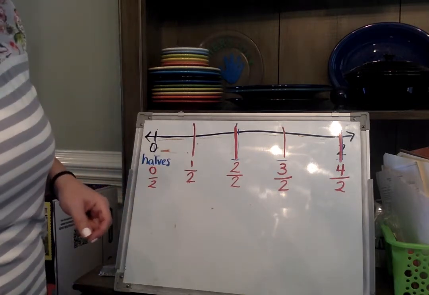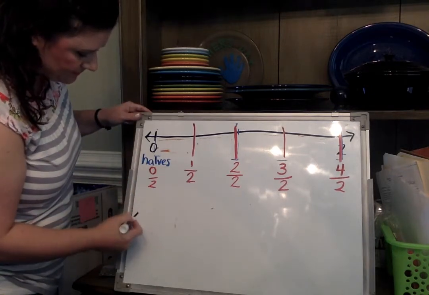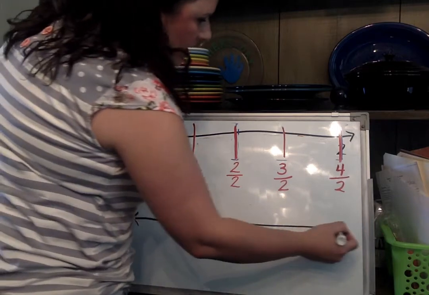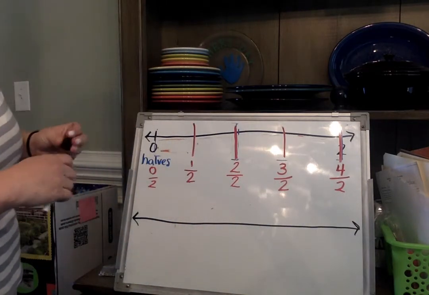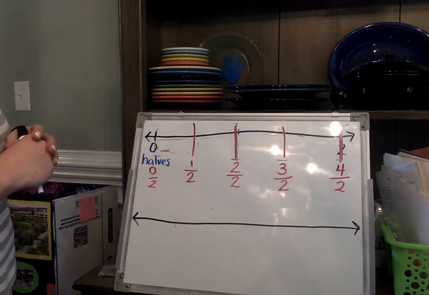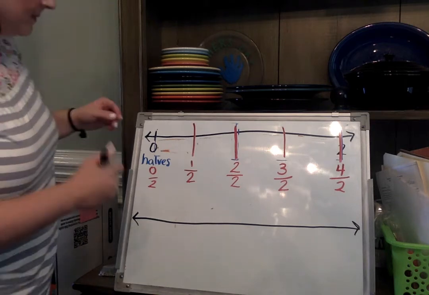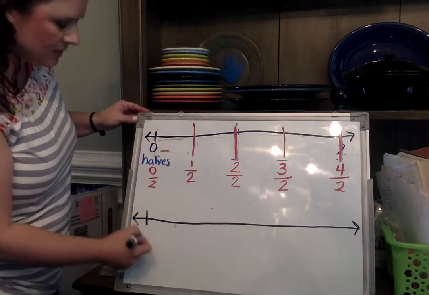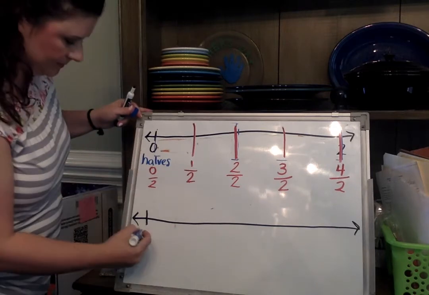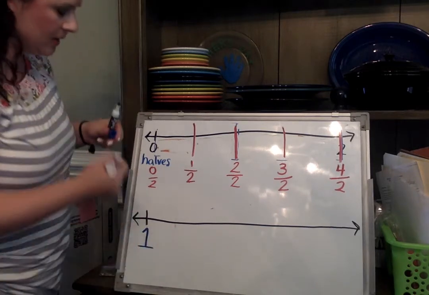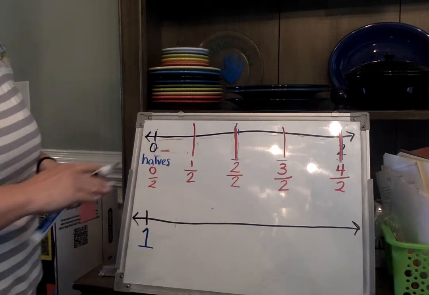So go ahead for this one and draw your number line. Remember, a number line starts with an arrow and it ends with an arrow because a number line is continuous. It continues. Okay? We're going to start this number line with the number 1. And we're going to end this number line with the number 2.